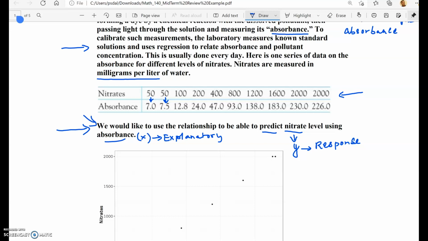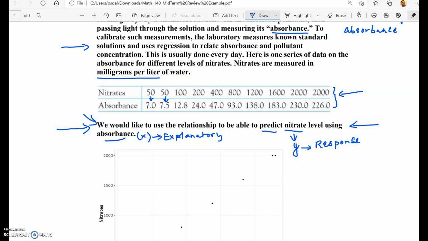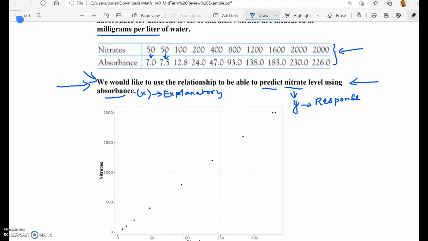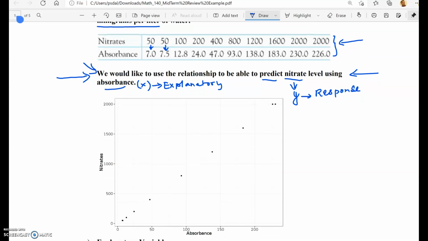Initially, this table almost makes us believe that nitrates is X and absorbance is Y, but this sentence is basically giving us the exact information here. So data are given, nitrates versus absorbance table is given. We put absorbance as our X value and nitrates as our Y value. And this is what the scatter plot looks like.